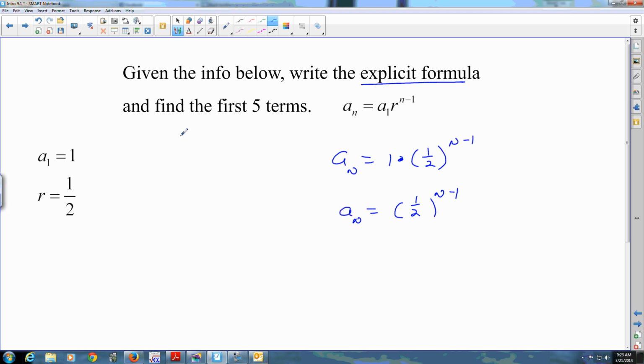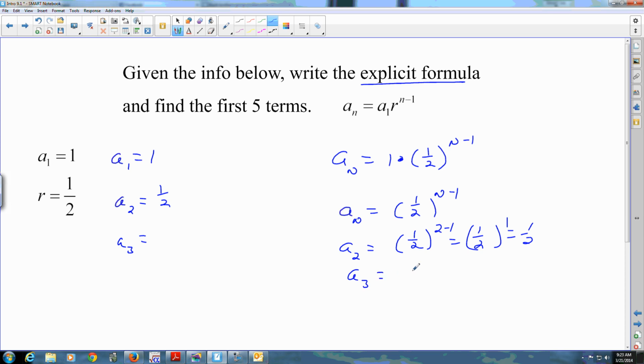Okay, now it said find the first 5 terms. So a sub 1, you know, it's 1. They tell you it. A sub 2, take a 2 and fill it in. So a sub 2 is equal to a half to the 2 minus 1. So that's a half raised to the 1, so it's a half. A sub 3 is equal to 1/2 to the 3 minus 1, which is 1/2 squared, which is a quarter.